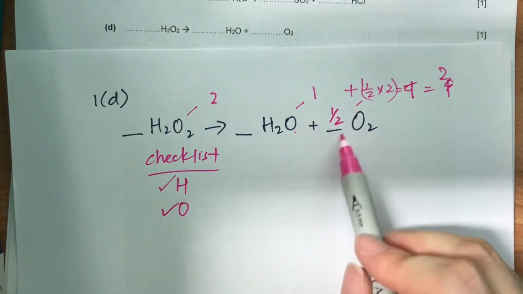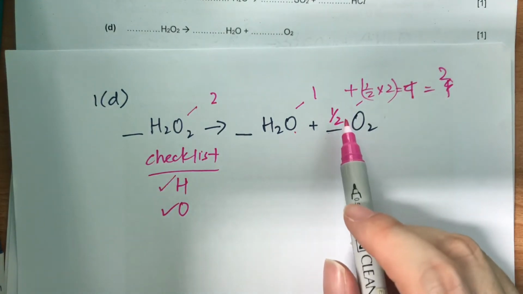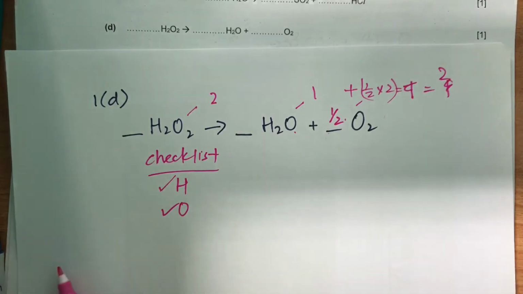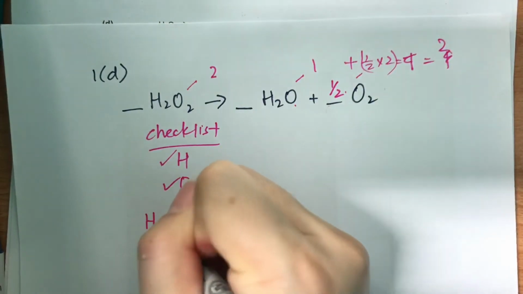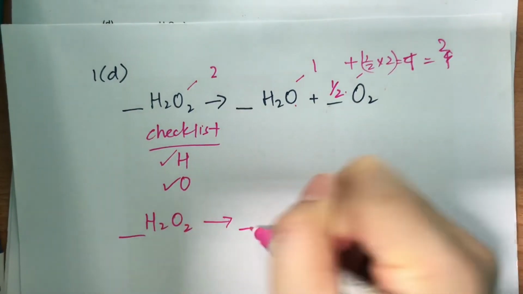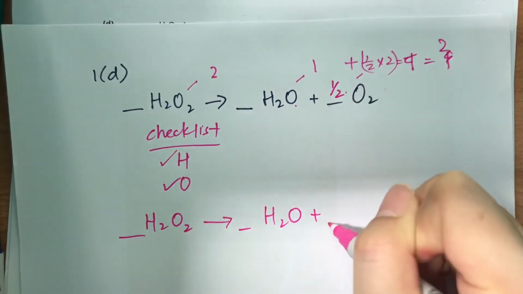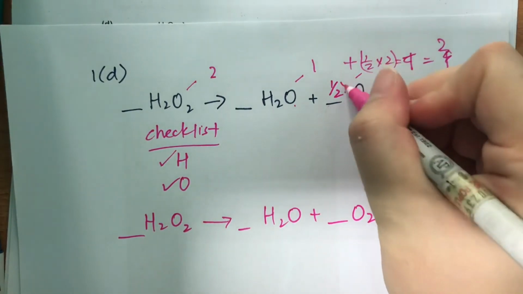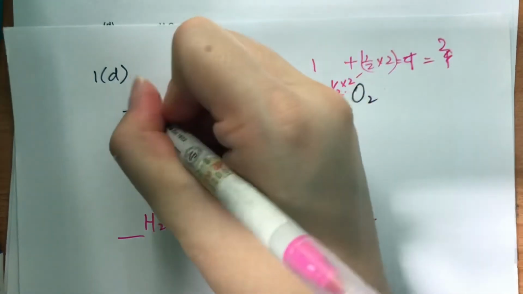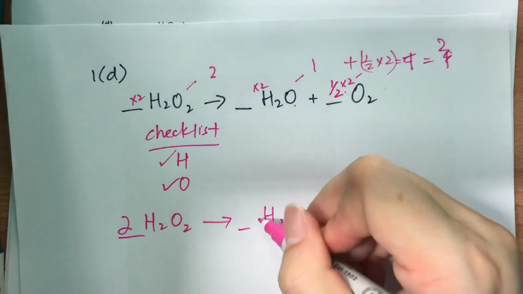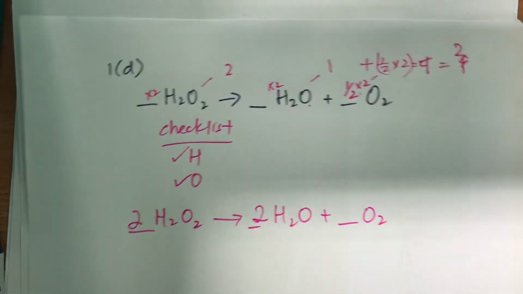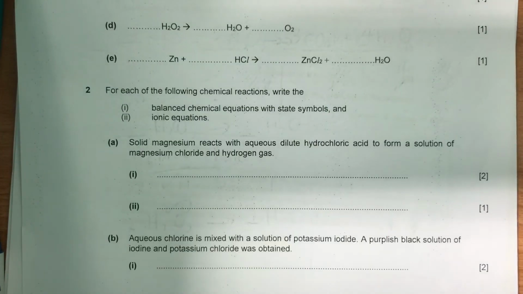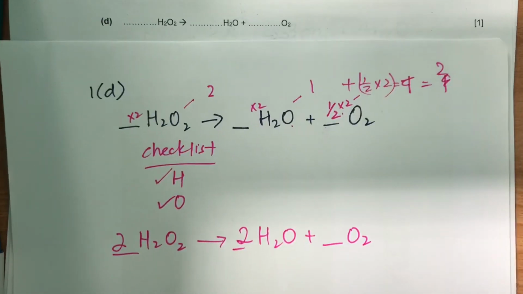Now, however, don't leave your answer in fraction. It must be whole number. So to change it to whole number, everything, I rewrite because it's messy out there. Half times 2, times 2, times 2. Change this to 2, 2, 1. So I don't need to write any number for 1. I'll leave this on for a while.